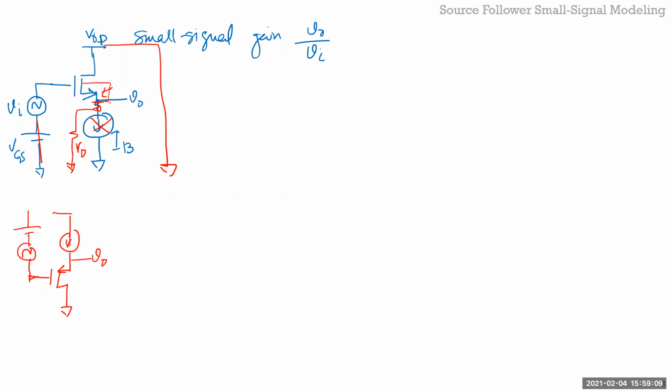Effective? ID and IB is same. Okay, what is the effective voltage? VGS minus VT. VI minus VT. Okay.